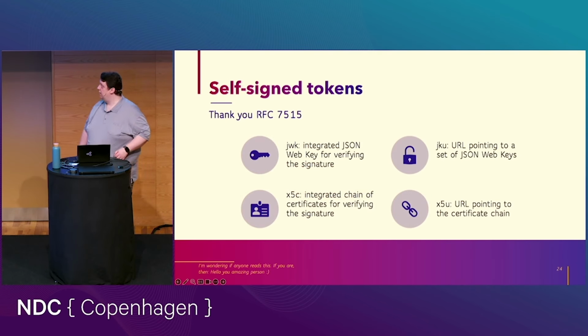So there is an RFC, 7515, that says, hey, you can self-sign tokens. So if you want, you can add into the header the JWK claim with an integrated JSON web key JSON object, or a JKU claim, which is a URL pointing to a set of JSON web keys. Or you can do it the old-fashioned way and just insert certificates. So you can have an X5C claim with a certificate chain, or X5U claim with a URL to a certificate chain. And I still have to find a valid use case for this.